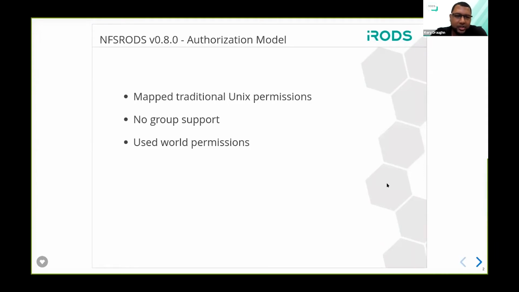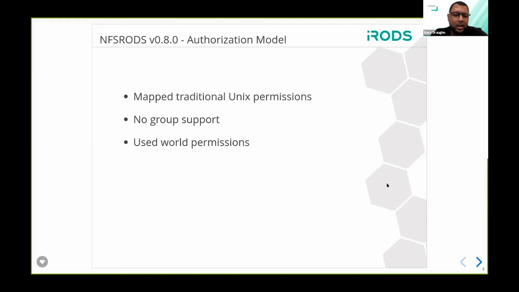Going back and looking at what we did since last year's UGM, I want to talk about the 0.8 release that was released at that time. I think we were able to achieve a lot of great things with that release. We proved to ourselves that we could map traditional Unix permissions and make common Unix command line tools like ls and echo work with iRODS through an NFS mount point.